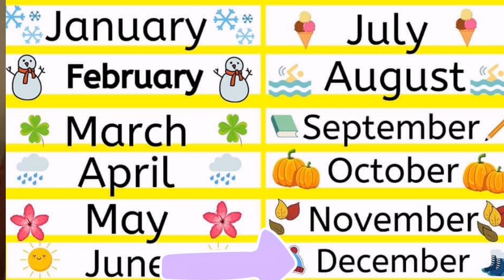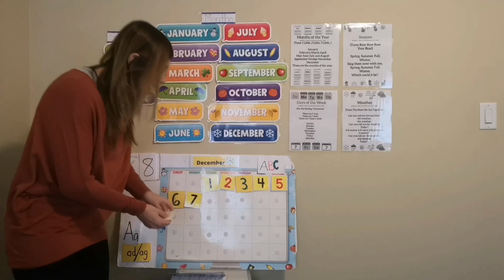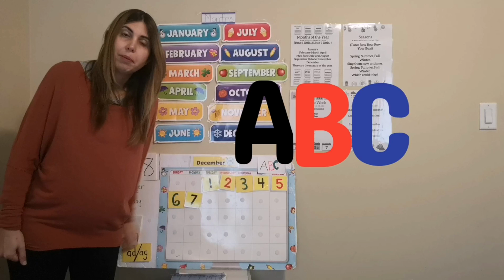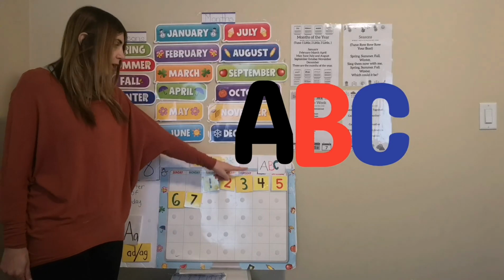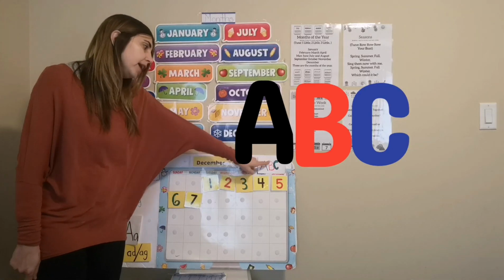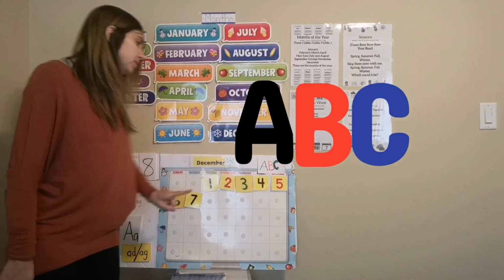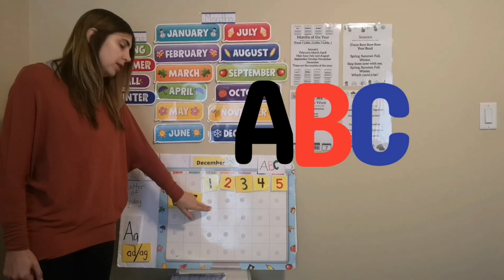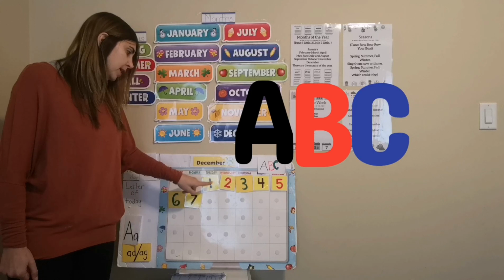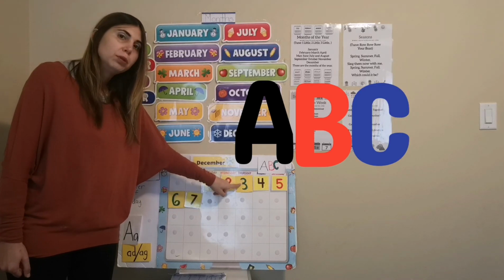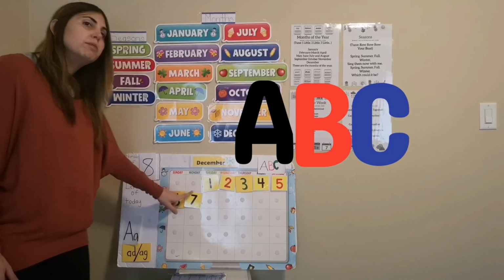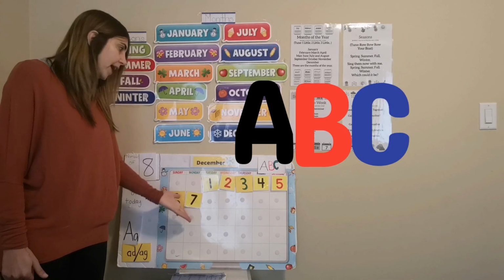So we have our calendar, and it has an ABC pattern today. That means 3 different things are repeating: black, red, and blue. So let's figure out what color our number will be. Black, red, blue, black, red, blue, black, red.